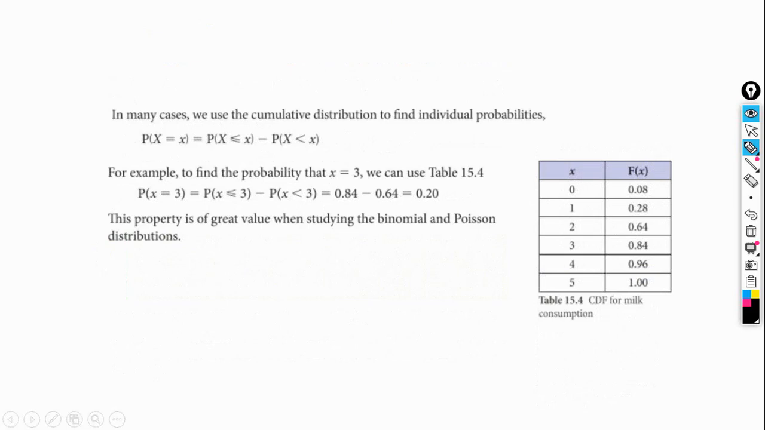In many cases, we can use the cumulative distribution to find individual probabilities. This is the formula. What it means is this: if you want to find the probability that x equals 3, we can use table 15.4, and notice that the probability of x equaling 3 is equal to the probability of x being less than or equal to 3 minus the probability of x being less than 3. In other words, it's simply subtracting this value minus the previous value. So we get 0.20. This property is of great value when studying the binomial and Poisson distributions.